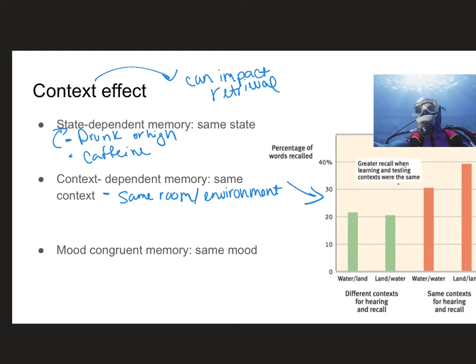So what we found is that if you learned the words in the water and land and then recalled them in the land and the water, you only recalled about 20% of the words. Whereas if you learned them in the water and then recalled them in the water, you remembered 30% of the words. And if you learned them in the land and then had to recall them on the land, you remembered 40% of the words. So being in the same context can, in fact, improve your memory. So ideally, we would like to test you for the AP exam in the class you learn the material.